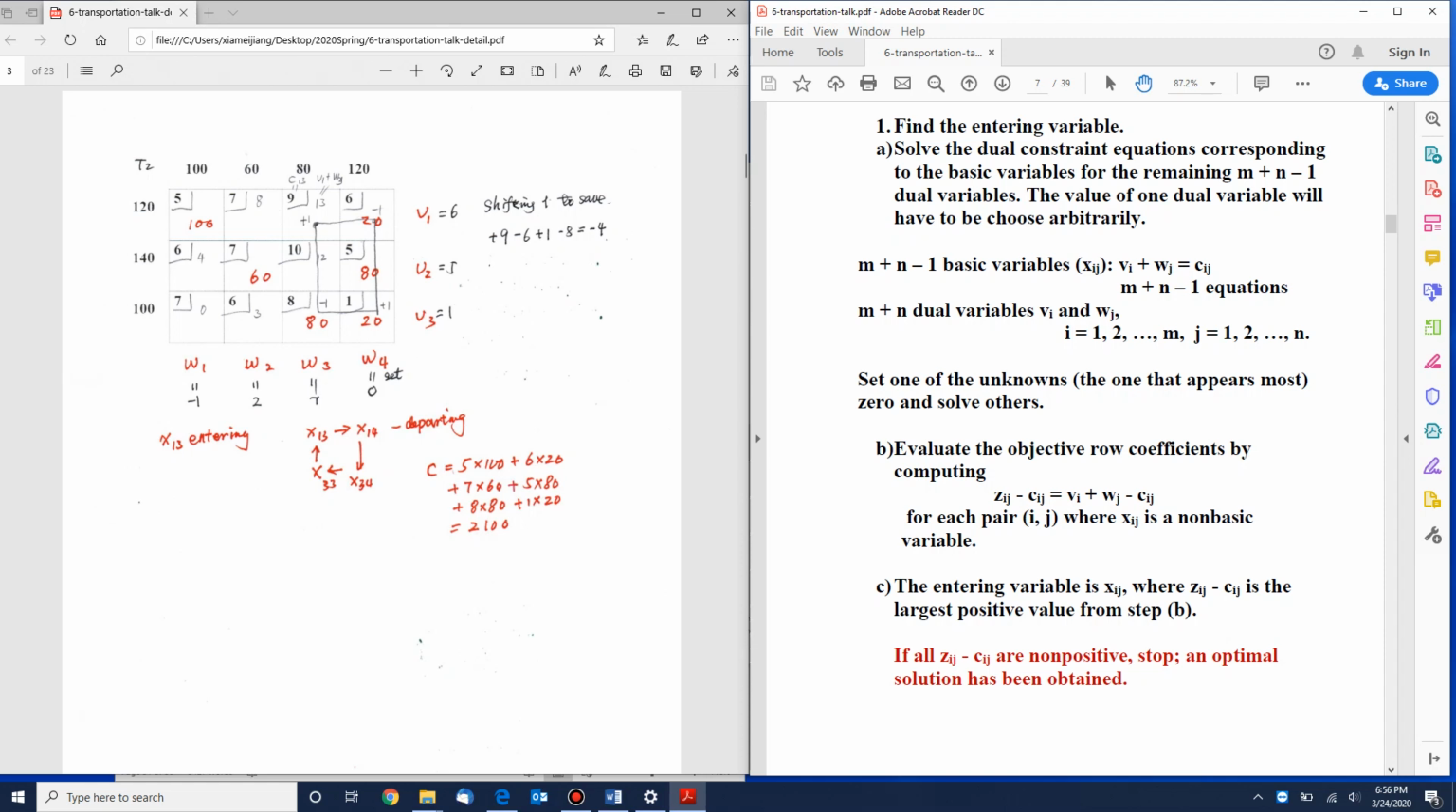You can see we have a 13 there. That's V1 plus W3, and C13 is 9. So we just simply use V1 plus W3 minus C13. We get 4, right? So the difference, you can easily see it.